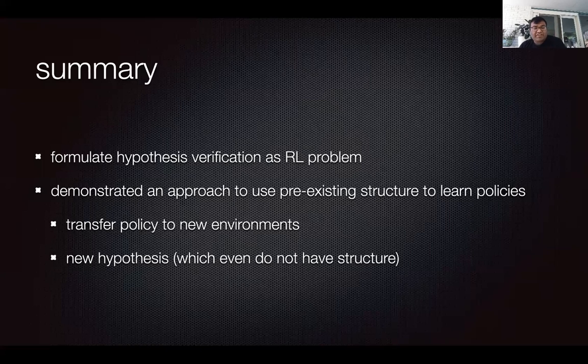Okay, so this is the first part of the talk, where we basically formulated this classical AI problem of hypothesis verification as an RL problem. And I think what is interesting is this approach of using some structure in the world to initialize the policy, and then basically transferring the policy to even hypotheses that might not follow this structure. So if you fine tune the pre-trained function on the hypotheses which do not even have the structure, you might still end up learning a good policy function, essentially.